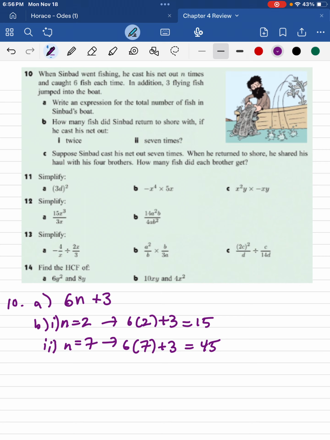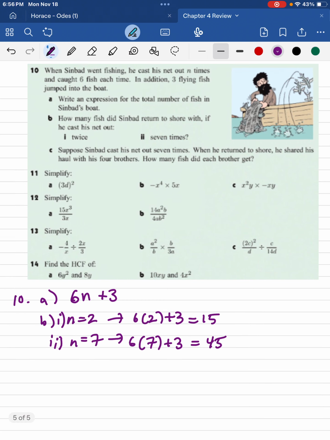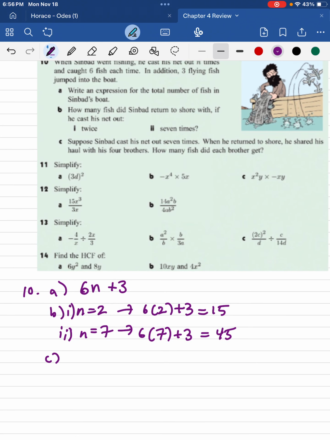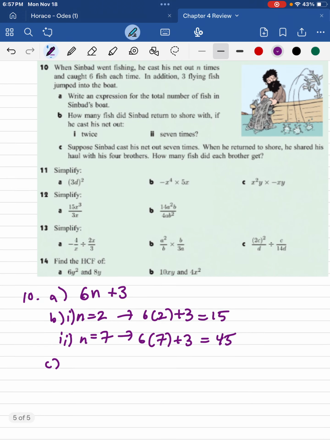And then finally, part C, suppose Sinbad cast his net out 7 times. When he returned to shore, he shared his haul with 4 brothers. How many fish did each brother get? So we have to check how many fish he catches when he casts it out 7 times. And did I do this wrong? No. Yeah. So we have 45 fish from part 2, and he shares it, I'm presuming here, with his 4 brothers as well as himself. So that's going to be 5 people total. Each person gets 9 fish.